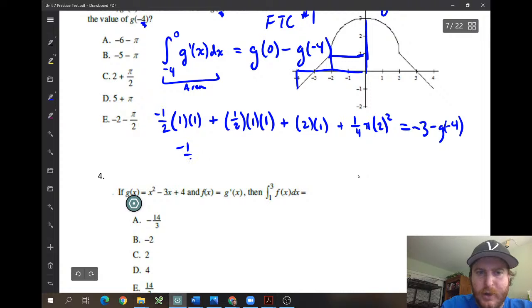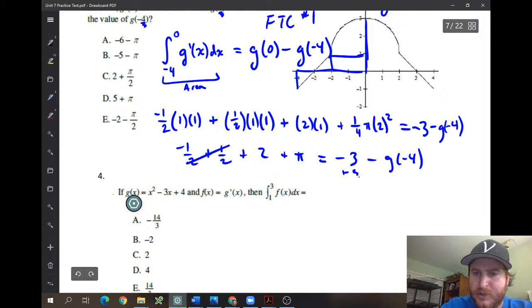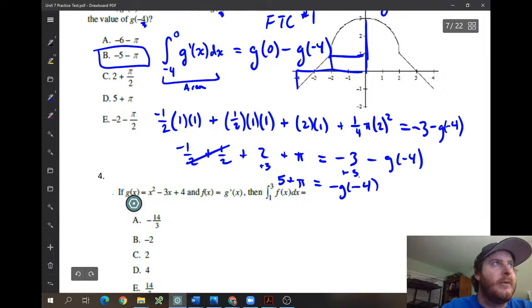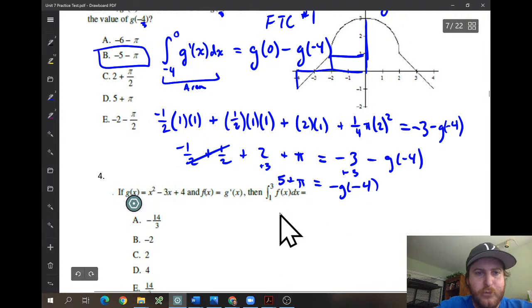So that's -1/2 plus 1/2 plus 2 plus pi equals -3 minus g of -4. Just cancel. Add 3 to both sides. We get 5 plus pi equals negative g of -4. So I would divide everything by -1, and that's choice B. Okay, that's choice B.